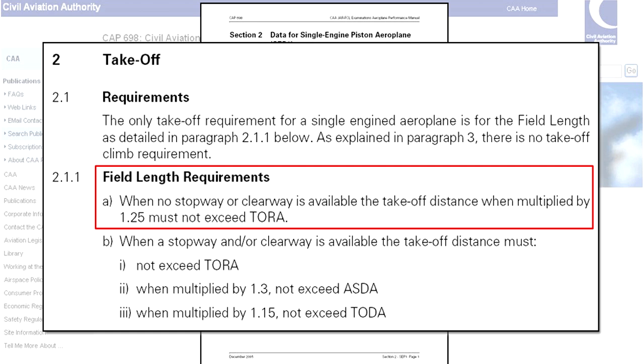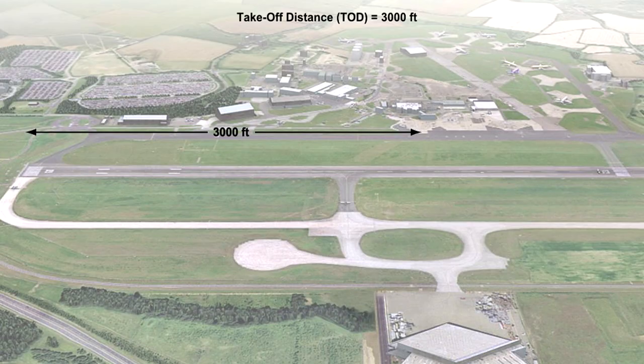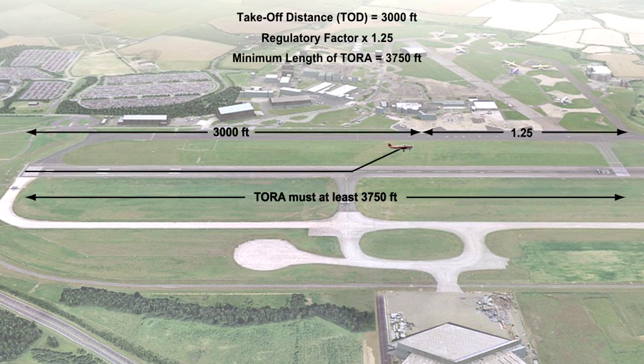This is best understood by looking at an example. Let us assume that the airplane flight manual gives the takeoff distance as 3,000 feet. Multiplying this value by 1.25 gives us a value of 3,750 feet. Essentially, this means that the runway must be at least 3,750 feet long, or, more correctly, the takeoff run available must be at least 3,750 feet long.